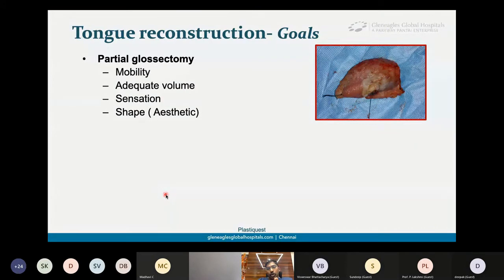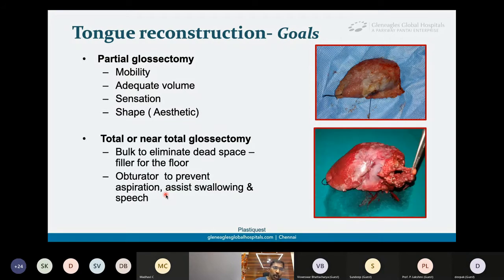Now, there should definitely be goals for our reconstruction. It differs between a partial glossectomy and a total glossectomy. When we say partial glossectomy, our aim is for the tongue to have mobility, adequate volume, then sensation if possible, and shape. It gives a near-normal shape of the tongue. So even aesthetics plays a role when it's a partial glossectomy. But the goal is completely different when it comes to a total reconstruction. Here we need a lot of bulk to eliminate dead space, that's a filler for the floor, and an obturator to prevent aspiration and assist swallowing and speech. That is, as we mentioned, touch with the palate.